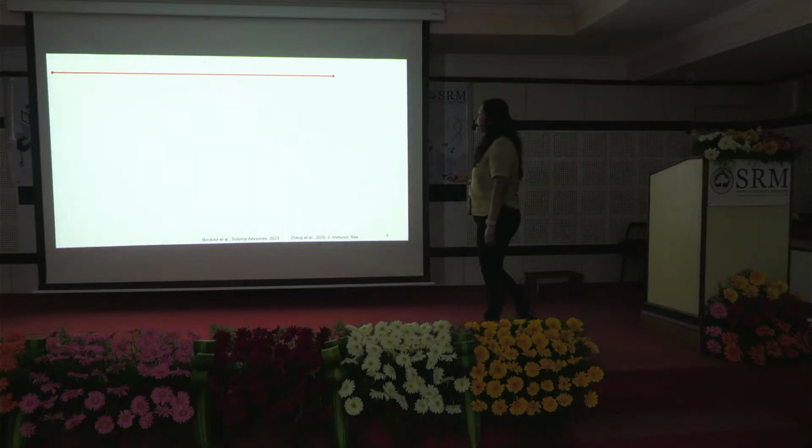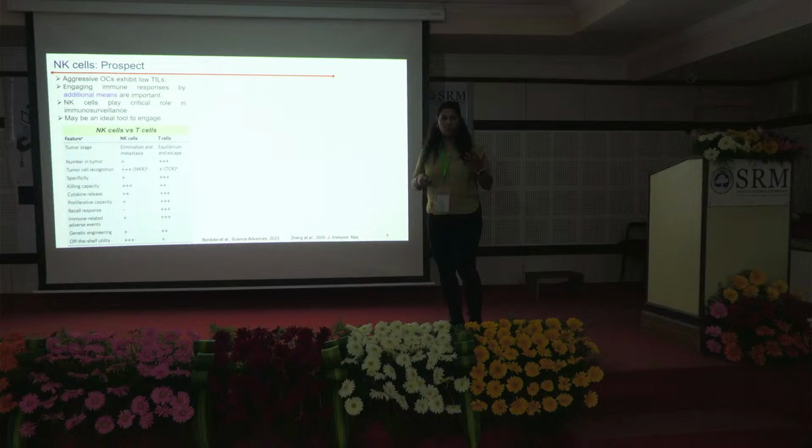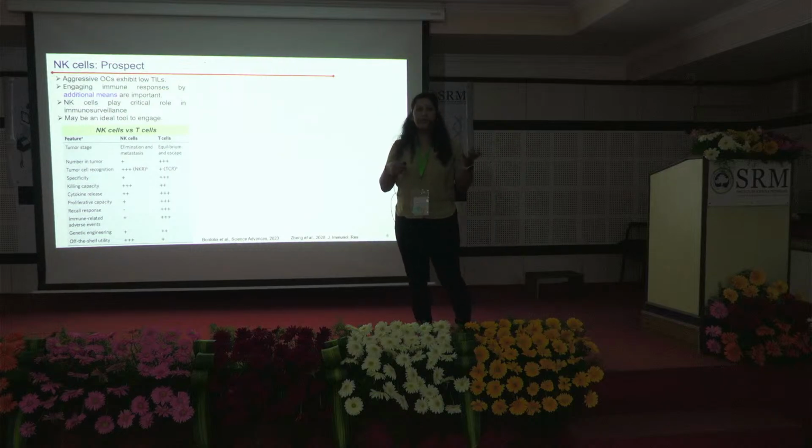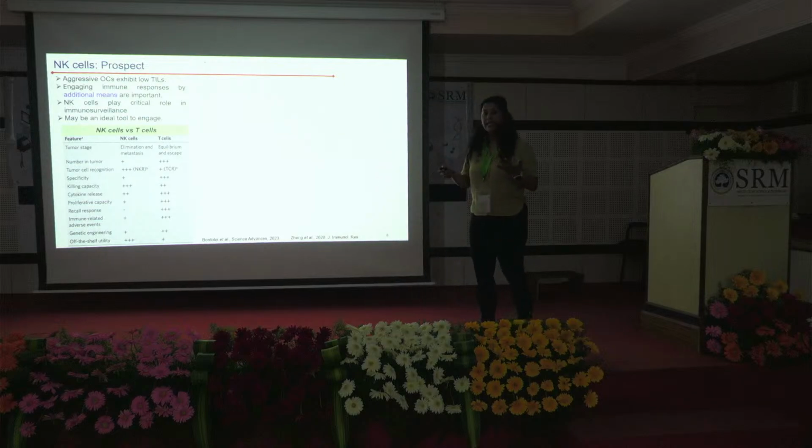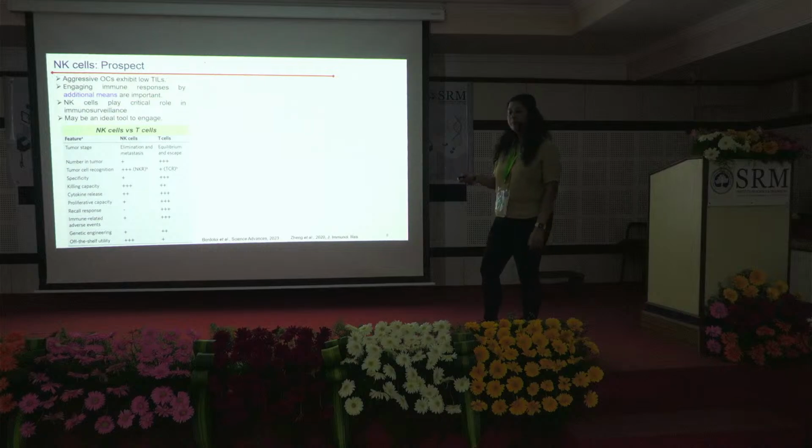But then next we thought, why engage only T cells? Why not engage additional immune components, for example, NK cells? Because most of these cancer cases have very few infiltrated immune cells in the tumor microenvironment. So if you can bring in more immune cells, then it will always provide an additional tool. So that's why we thought of engaging NK cells, and NK cells actually offer a lot of different advantages.